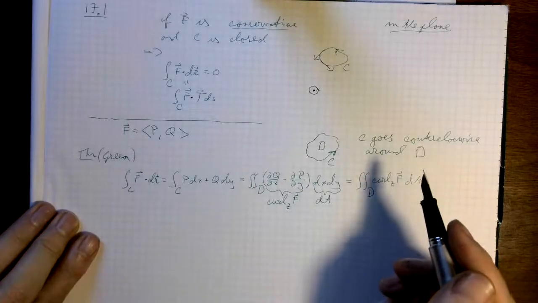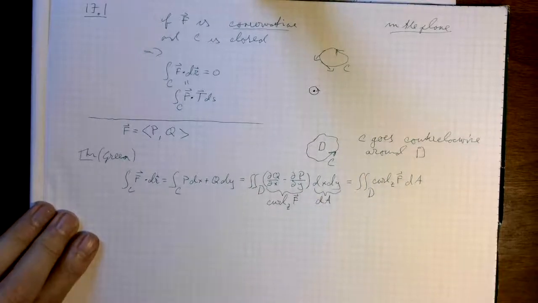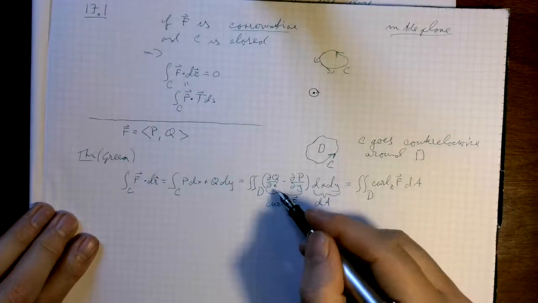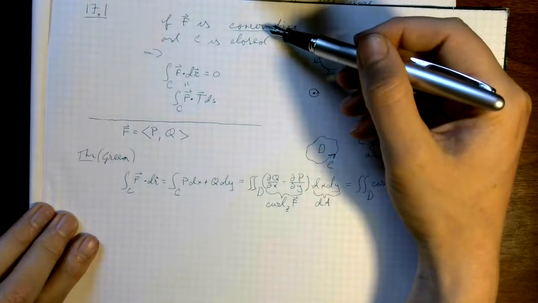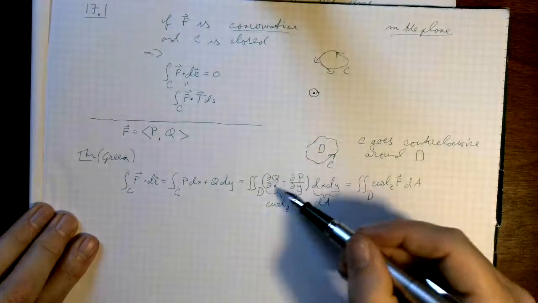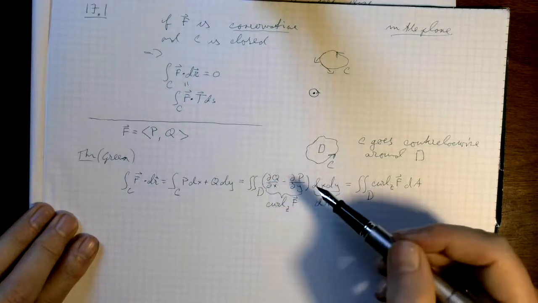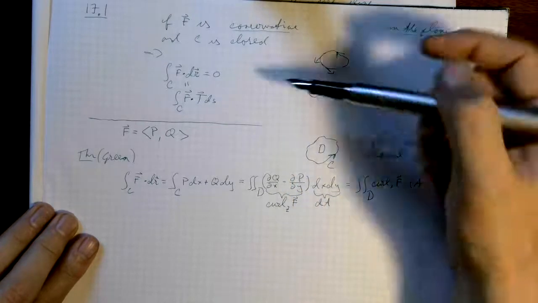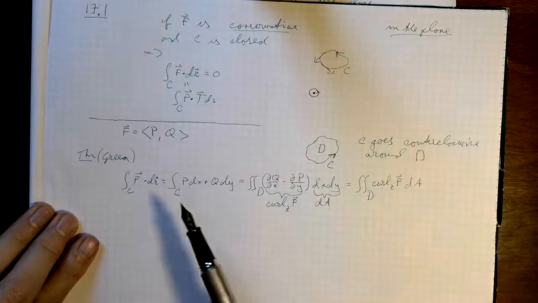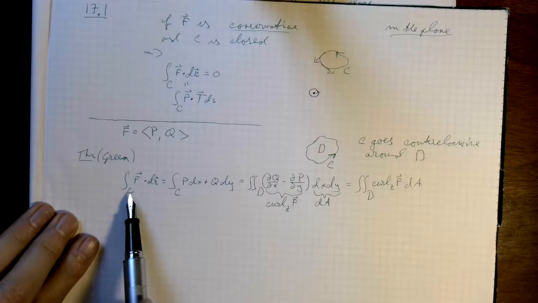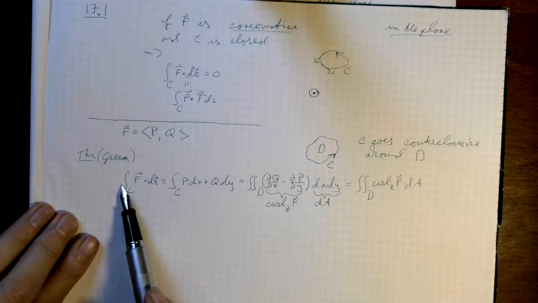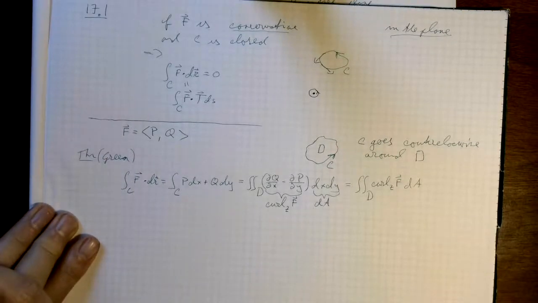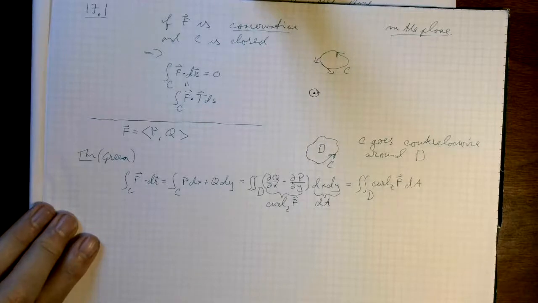And curl is something that tells us how something circulates locally. But also notice that if we have a conservative vector field, dq dx is equal to dp dy. So this is 0, right? So for a conservative vector field, we have that this is 0, right? So we could have used Green's theorem to prove that, to figure that out.